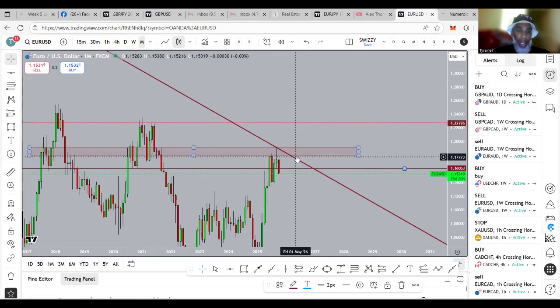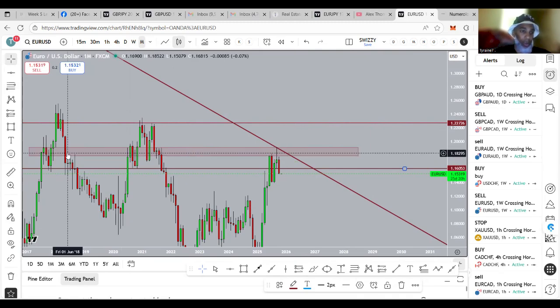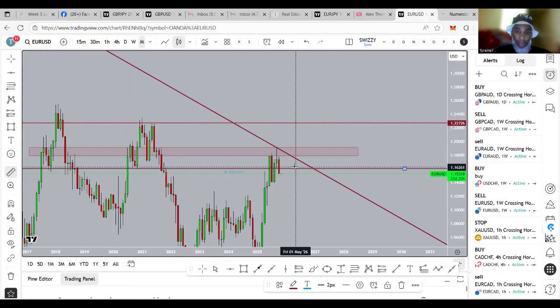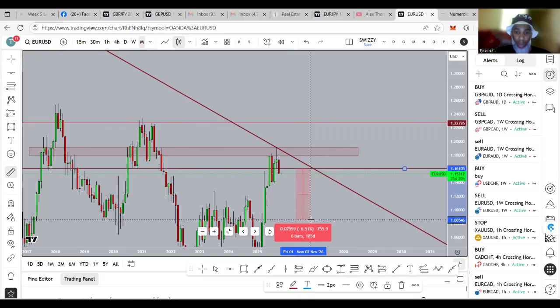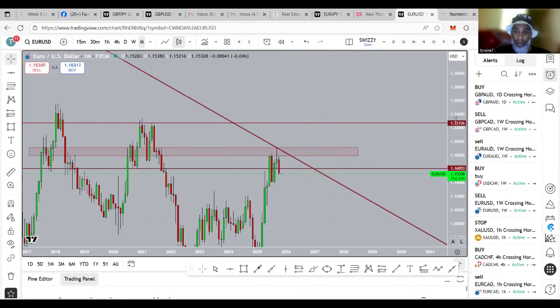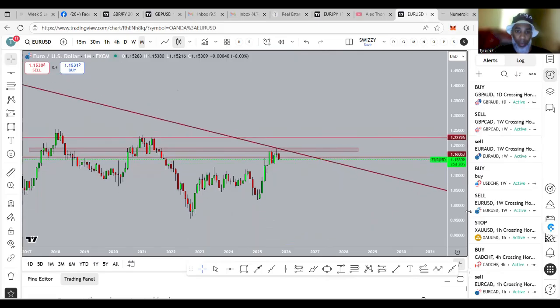Stop loss would be the high of the previous month. So stop loss would be up here. I mean, it would be a substantial stop loss, but you'd be on the monthly. You'd be looking at 182 pips, but you would be looking to go somewhere down here. It could come back and hit this low, or at least somewhere around here.